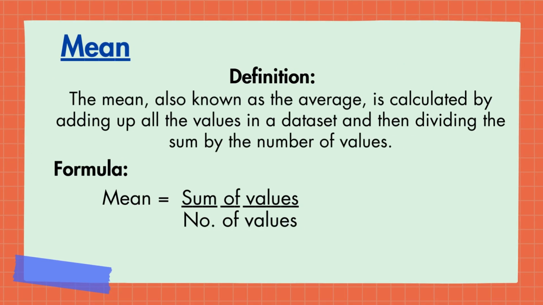First of all, we are going to learn about the mean. The mean, often referred to as the average, is a measure obtained by adding up all the values in a dataset and then dividing that sum by the number of values. It's like finding the balance point of the data. Let's take a practical example to illustrate this.